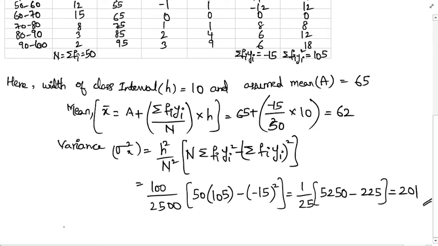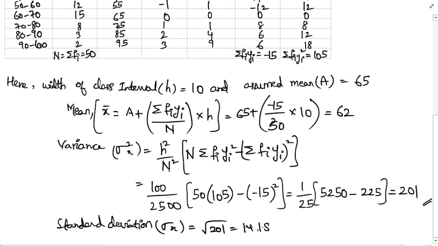So this is the variance we got, and the standard deviation, sigma x, is equal to root of 201, which is approximately 14.18. So this is our answer for the standard deviation.